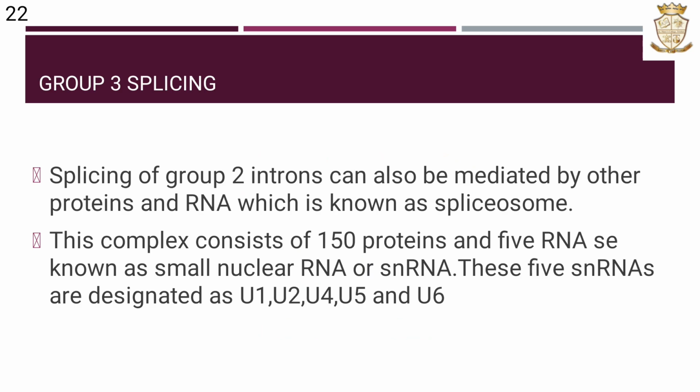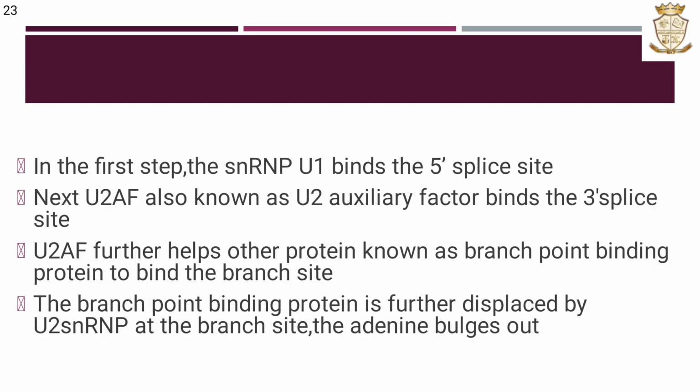Next, we can see group 3 splicing. Splicing of group 3 introns is mediated by other proteins and RNA, which is known as the spliceosome. This complex consists of 150 proteins and 5 RNAs known as small nuclear RNAs or snRNAs. These 5 snRNAs are designated as U1, U2, U4, U5 and U6.